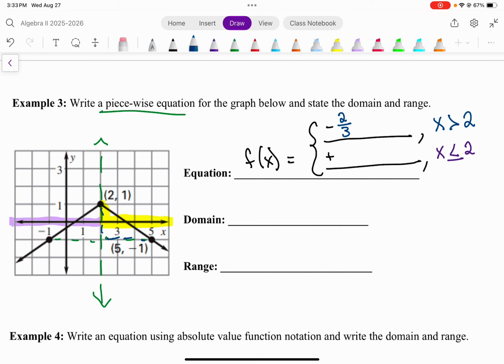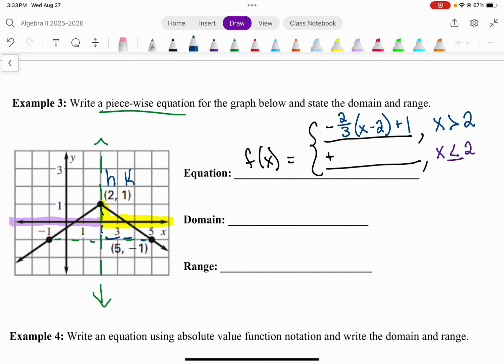Instead of absolute value signs, we are going to use parentheses. With the parentheses, we need to know what our h and our k values are. So h was 2, and remember in the equation it's the opposite sign. So instead of positive 2, we'll do minus 2. And then k goes outside of the parentheses, and that would be plus 1.